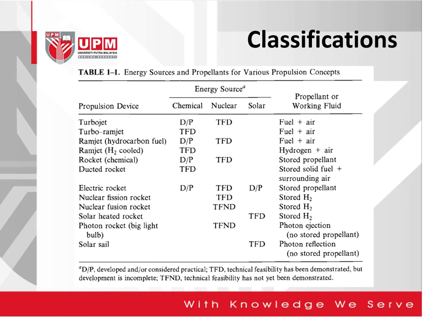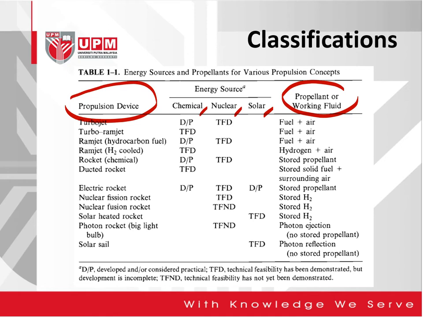Before we go any further, let us look into the energy sources and propellants for various propulsion concepts. All this while, we have looked at the aircraft propulsion side. Today, we would like to see what technology is available for rocket propulsion. This table shows the different types of propulsion device: the propulsion device, the energy source in terms of chemical, nuclear and solar, and the propellant or working fluid. Those are the three elements used to classify the propulsion system.